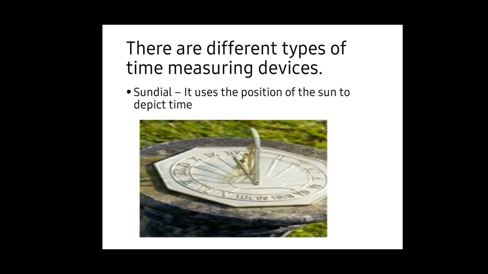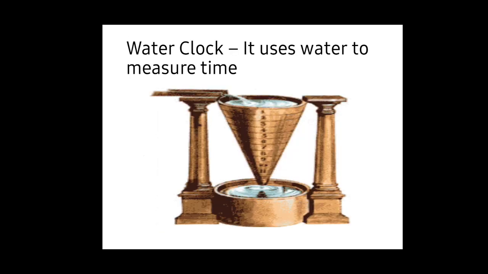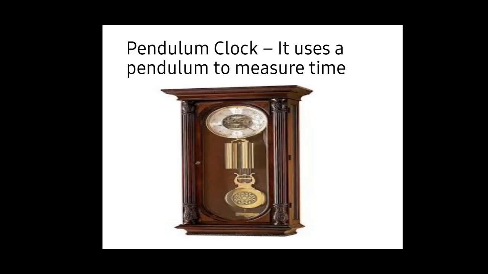There are different types of time measuring devices like the sundial. It uses the position of the sun to depict time. Next, the sand clock. This may be familiar to us. It uses sand to measure time. Next, the water clock. It uses water to measure time. Pendulum clock. It uses a pendulum to measure time, and this pendulum works as a periodic motion. By this the clock works.